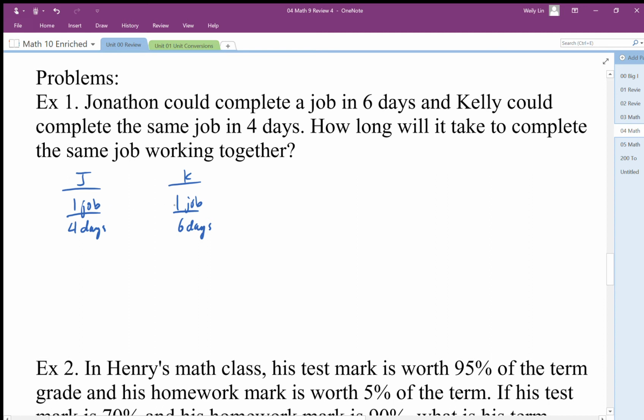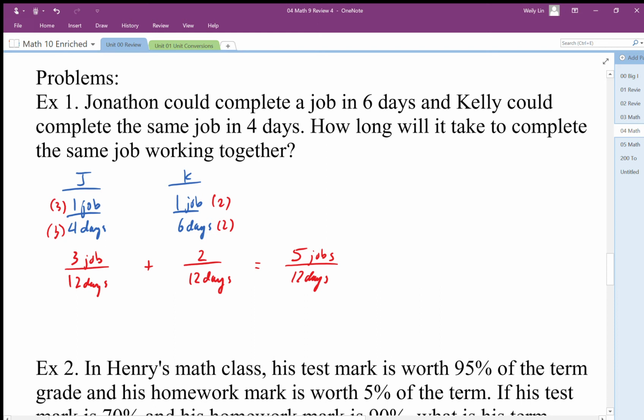So if I want to add these two rates together, I need a common denominator. The common denominator is 12 days. So how many jobs can they get done in 12 days? Well, in 12 days, Jonathan can get 3 jobs done, and Kelly can get 2 jobs done in the same 12 days. Now that we have a common denominator, we can add these rates together and say that together they can get 5 jobs done in 12 days.